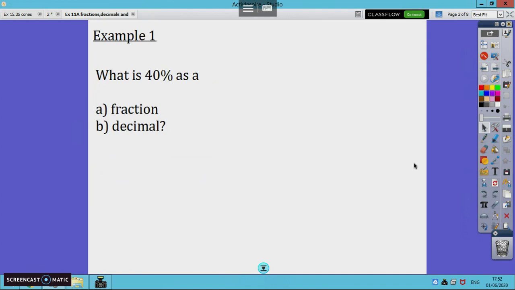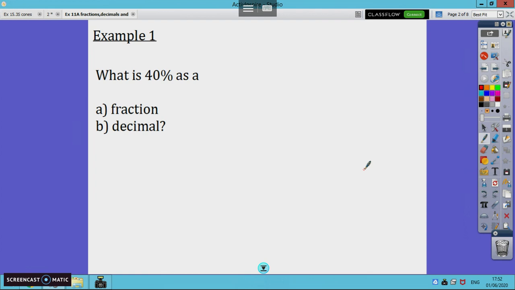So here's your first example. I'd like you to write that down, copy it down into your books, pause the video to sort yourselves out and get that down. So what is 40% as A, a fraction, B, a decimal? So 40% as a fraction and then as a decimal.